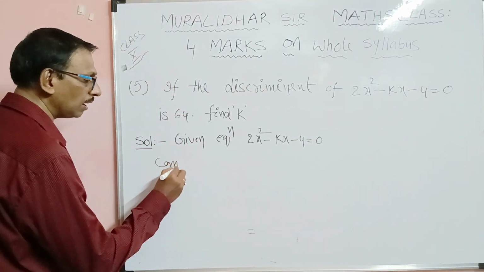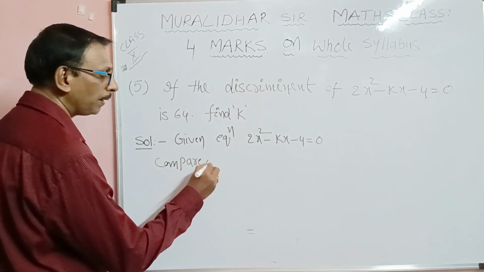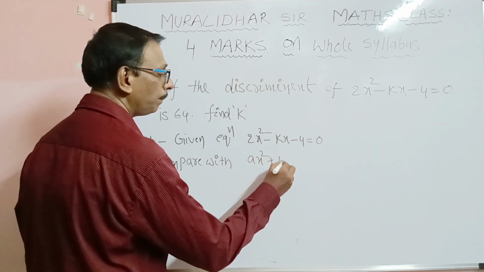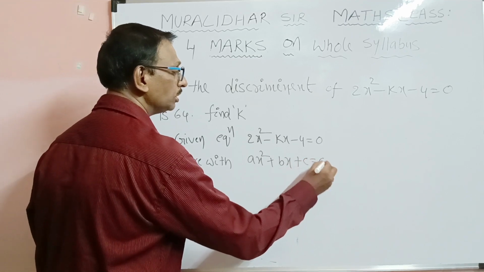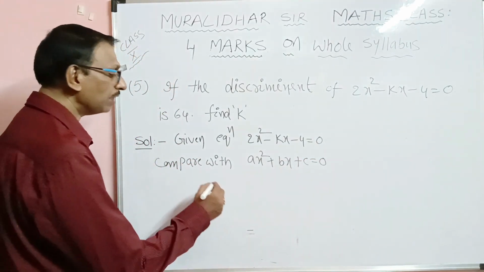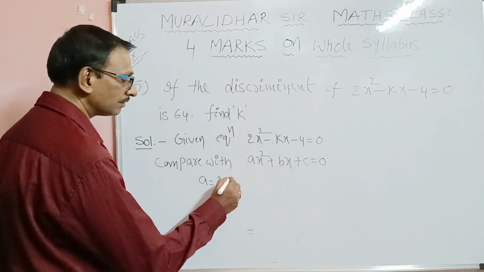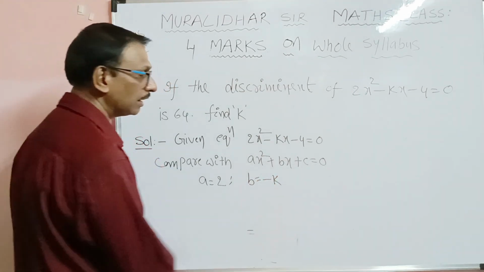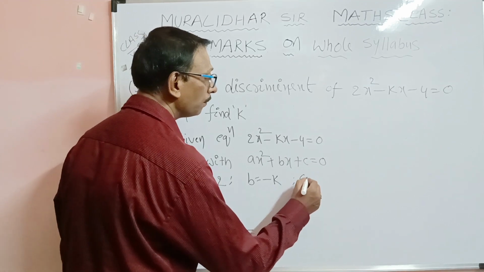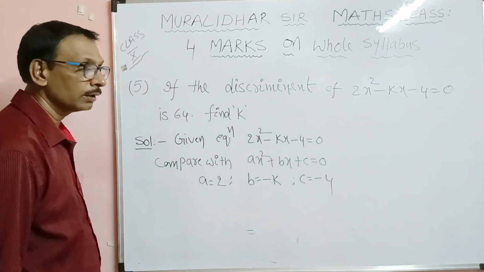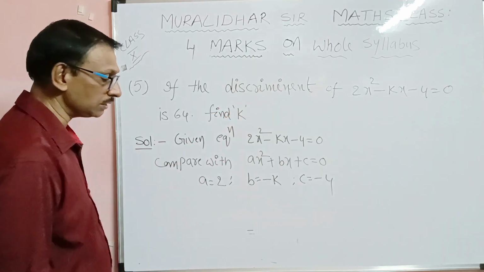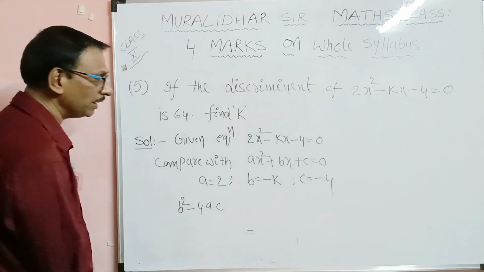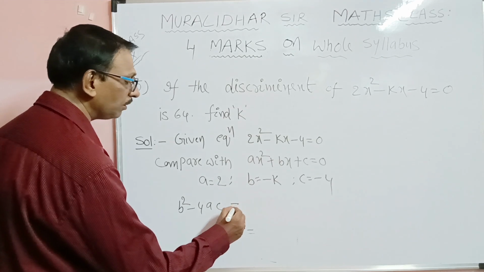దీన్ని స్టాండర్డ్ ఫామ్తో కంపేర్ చేయాలి. Compare with ax square plus bx plus c is equal to 0. ఇప్పుడు a వాల్యూ x square కోఎఫిషియంట్ గాను, b వాల్యూ minus k గాను, c వాల్యూ -4. ఇప్పుడు మనకు అడిగింది డిస్క్రిమినెంట్ ఆఫ్ ద ఈక్వేషన్. నౌ వీ నో దట్ ద డిస్క్రిమినెంట్ ఆఫ్ ద క్వాడ్రాటిక్ ఈక్వేషన్ ఈజ్ b square minus 4ac. This value given to you as 64.